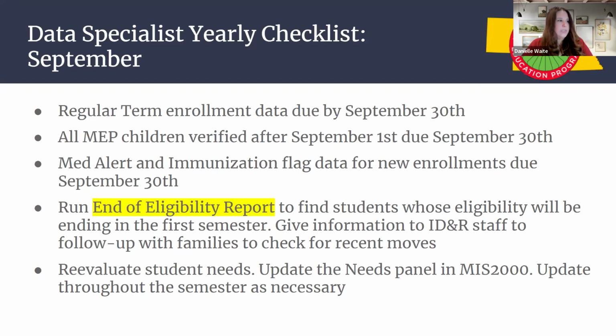Reevaluate student needs. This is a good time, especially if you're talking with the school, to check for student information and find out their attendance records and their grades, and update the needs panel in MIS 2000, and then update throughout the semester as necessary. But having it in September is just a reminder that this would be a good time to just look at all students in general.